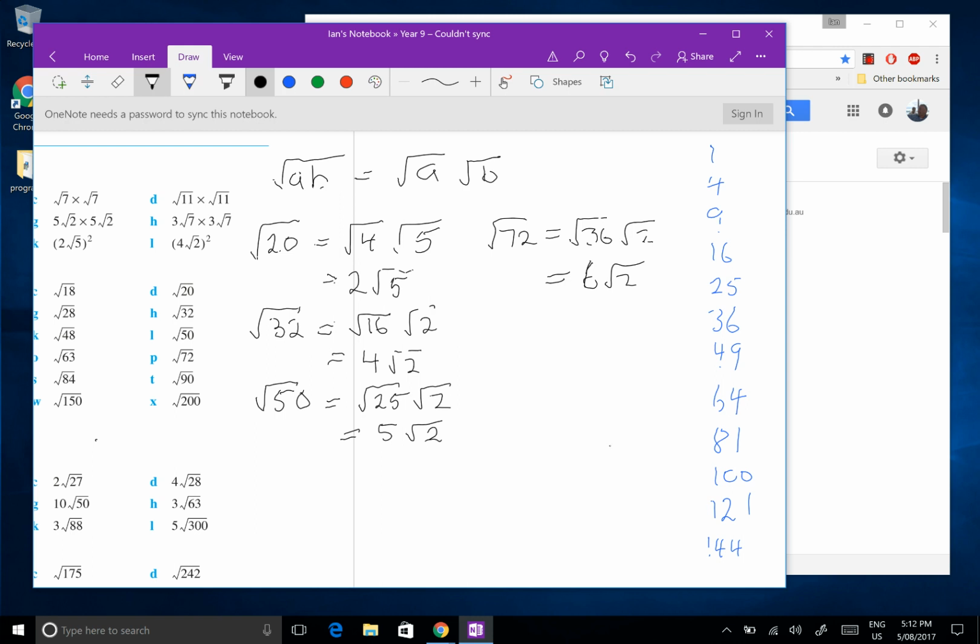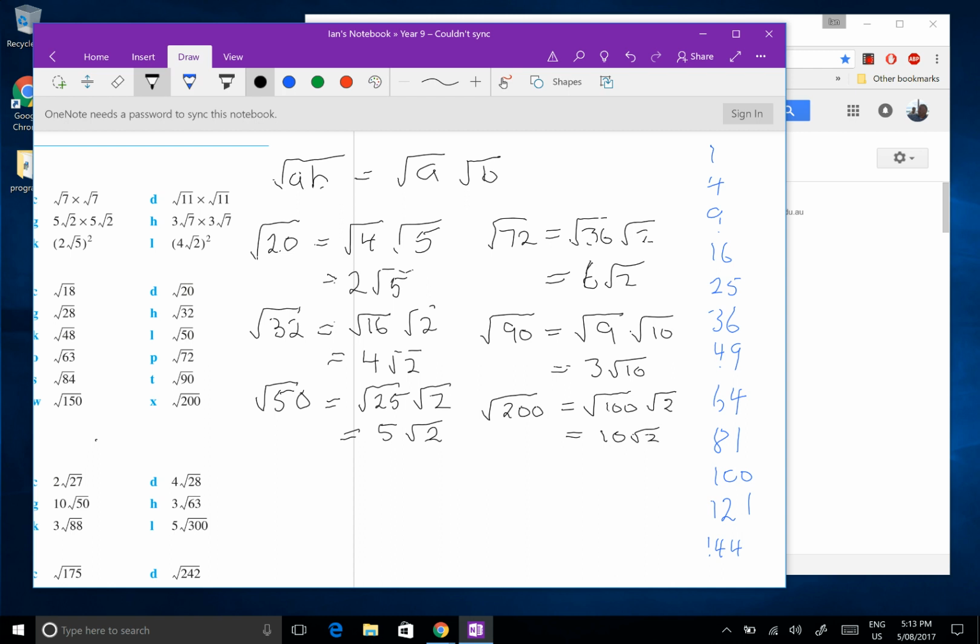The next one, root 90. Now all the other ones have been pretty big ones, like 25 and 36. Sometimes you mightn't see it. Well, I know 9 goes in 90, and you can do it in 2 parts, but I think this is going to be it. Root 9, root 10. I don't think I can break root 10 down anymore, which gives me 3 root 10. Now, root 200, the last one. Well, 100 goes into 200, and 100's a square number. Root 100, root 2, which gives me 10 root 2.